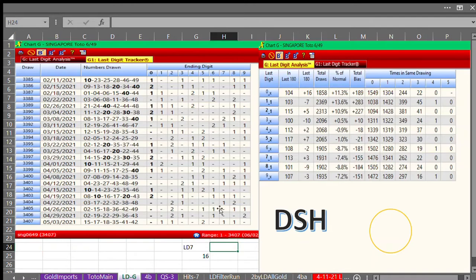And then the other thing was, I said, if you look at the drawing sense hit chart for the last digit 7s, I counted 16, right? So that's the current skip, 16 for last digit 7s. So I compare the long skip on the drawing sense hit chart, and then you compare it with the skip chart, the long skip chart.